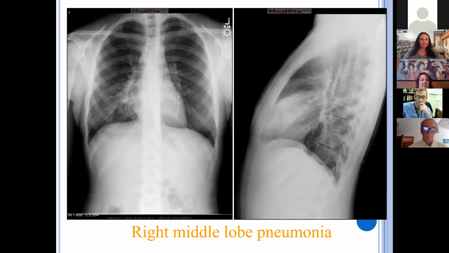This is an example of a pathology in the right middle lobe. If you look at this patient, the left lung looks okay, the upper right lobe looks okay, but you can see down here there's a hazy aspect. And again, it's a little bit clearer in the lateral view. You can see that there's something going on in the right middle lobe. Over here, again, it looks clear. And again, we're following those fissures.